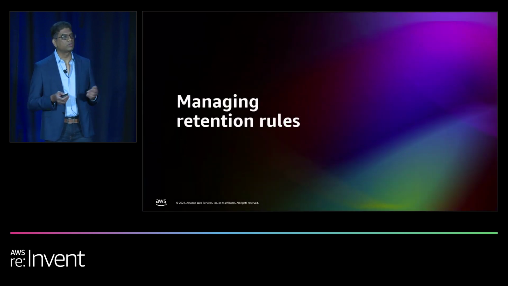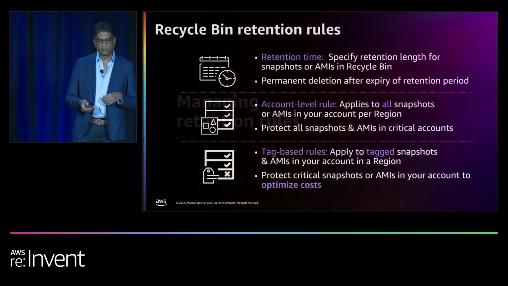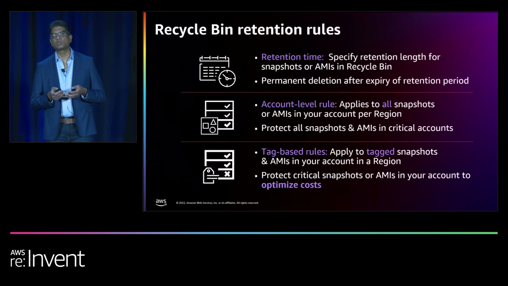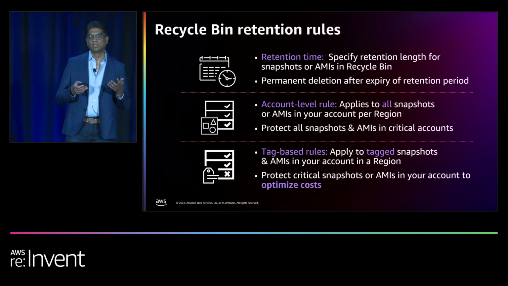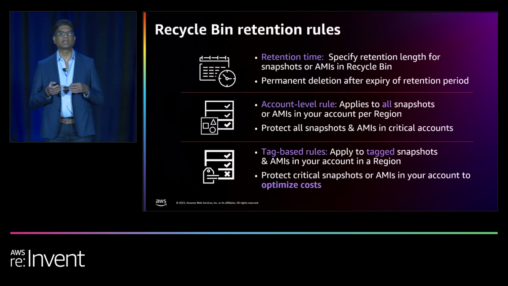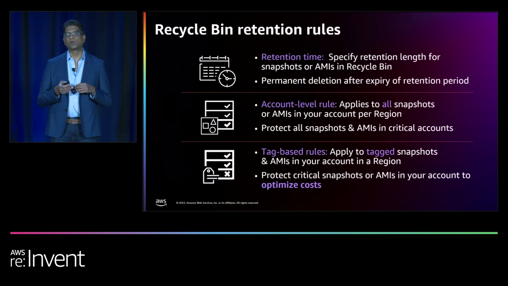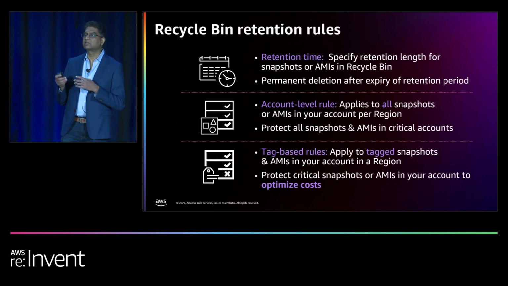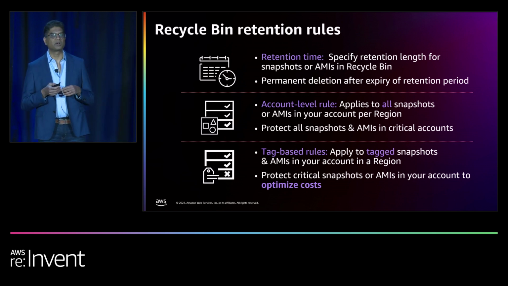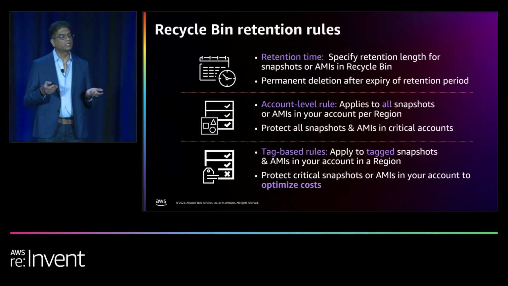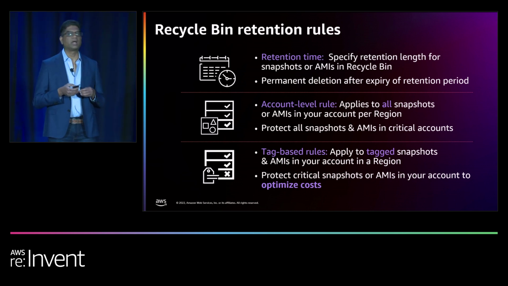So now let's look at how to create and manage these retention rules. So first of all, you obviously need to consider which resource you are going to protect. Are you going to protect snapshots or Amazon machine images? And once you figure that out, you need to then think about the retention time or the retention period. Now, what we've observed over the last 1 year is that customers are retaining snapshots or Amazon machine images for anywhere from 3 to 7 days. And that's because that's the length of time before they realize that they've accidentally deleted a snapshot. So they essentially configure the retention period anywhere from 3 to 7 days. So once you've figured out the retention period, you need to think about whether you want to create an account level rule or a tag level rule.